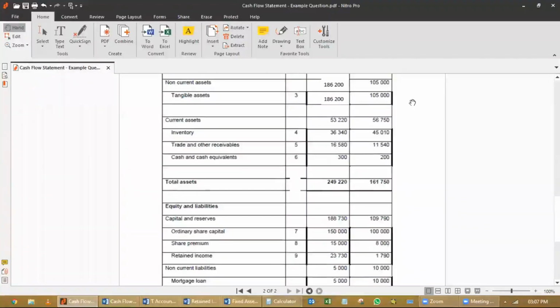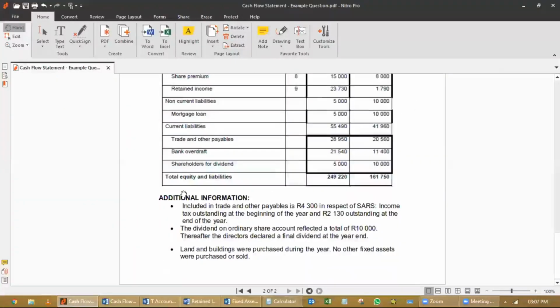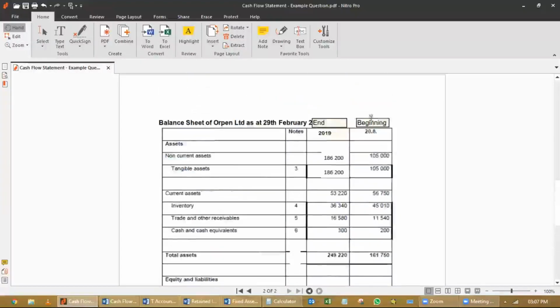On top of our balance sheet, they also give us additional information. In this instance, they didn't give us notes, they only gave us additional info. So let's just run through this additional information. They say, included in trade and other payables, in these amounts here, 4,300 Rand is included in respect of SARS income tax at the beginning of the year. So you know that this is your beginning of the year figures. We wrote it up here.